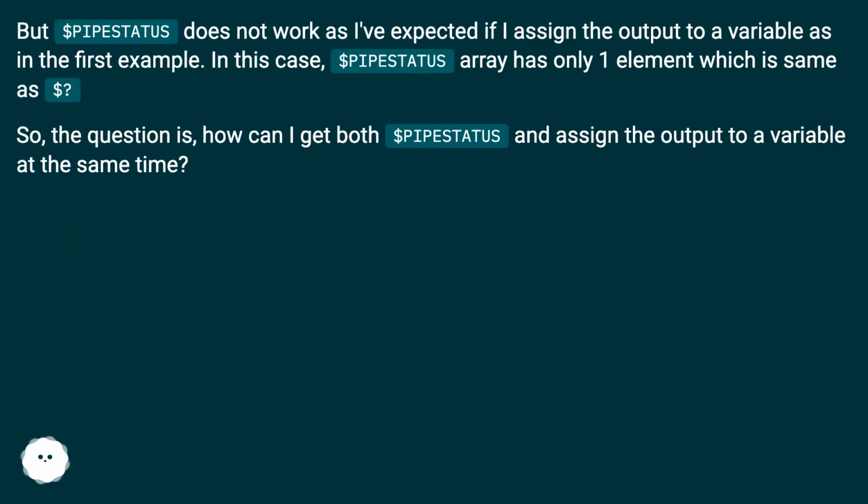But $PIPESTATUS does not work as I've expected if I assign the output to a variable, as in the first example. In this case, the $PIPESTATUS array has only one element, which is the same as $?. So, the question is, how can I get both $PIPESTATUS and assign the output to a variable at the same time?